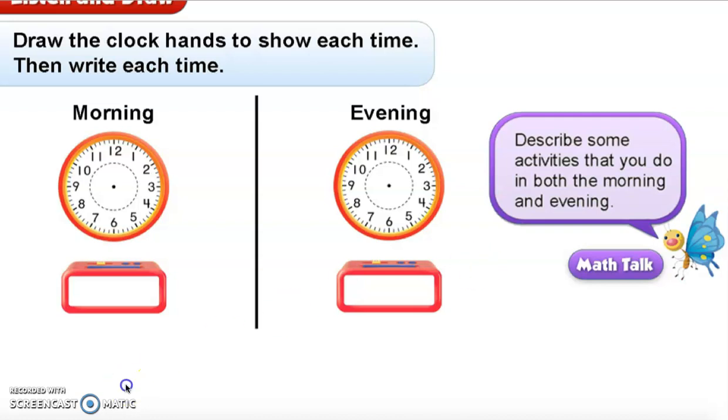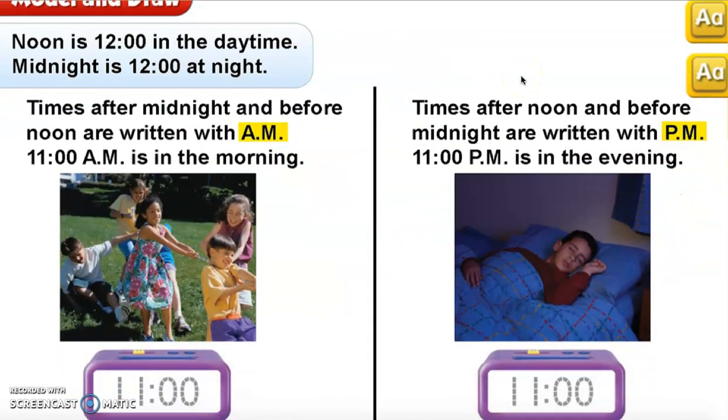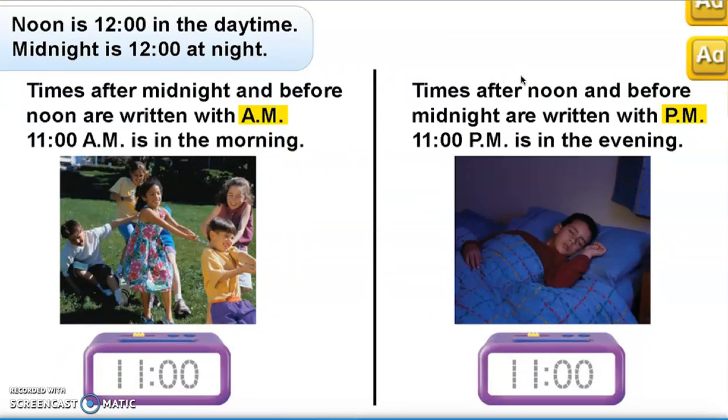Okay, so hopefully you came up with some ideas on what you might do in the morning and the evening. And now we're going to, again, learn how to use AM and PM to decide when exactly we do those things. Okay, so noon is 12 o'clock in the daytime. Midnight is 12 o'clock at night. And this part is a little bit tricky because noon is 12 o'clock in the daytime, but that's when PM starts. Midnight is 12 o'clock technically at night, but that's when AM officially starts. Okay, so it is kind of tricky.